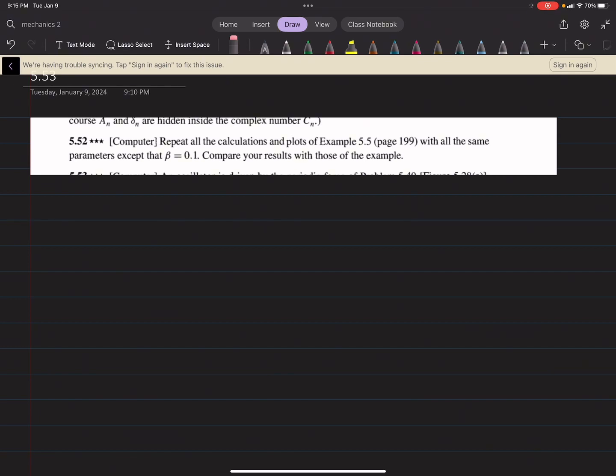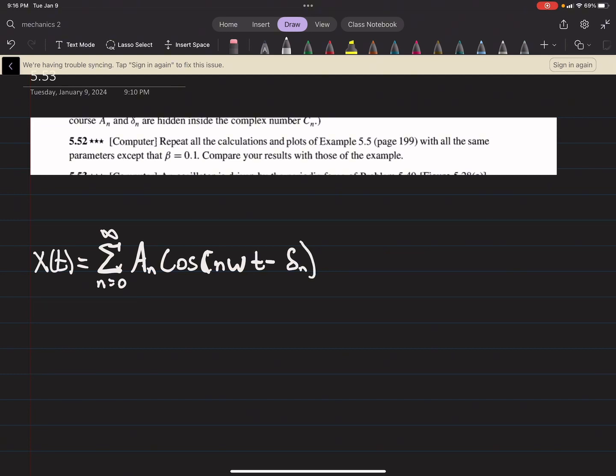So in general, the process for this is we want to graph a function x of t, which is equal to an infinite series, n equals 0 to infinity, some coefficient a sub n, cosine of n omega t minus delta sub n, where delta sub n is a phase shift. And you may say, okay, well, how do I graph an infinite series? And what we're going to do is not graph an infinite series. Rather, we're going to cut it off at a certain point where we're satisfied with the accuracy of the series.